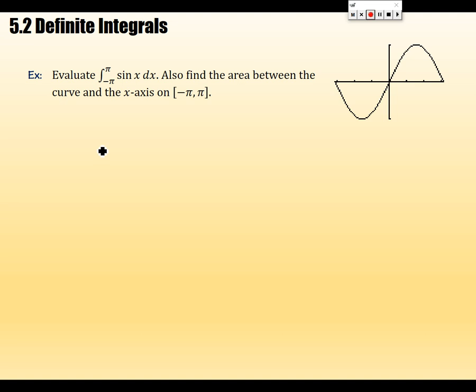But if you evaluate the actual integral, there are two questions here for this problem. The first question is, what does this integral come out to be? And the answer is 0. And then it says, also find the area between the curve and the x-axis. That is, how much paint would it take to actually paint all of this?